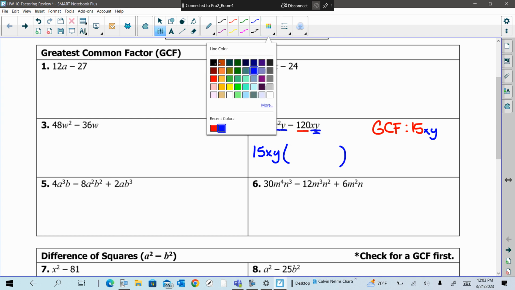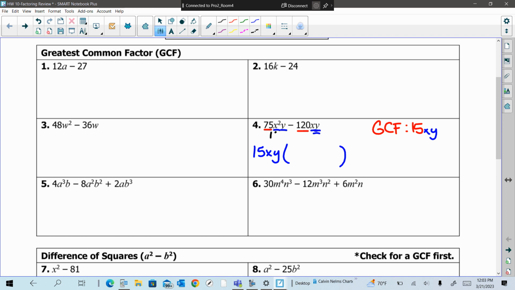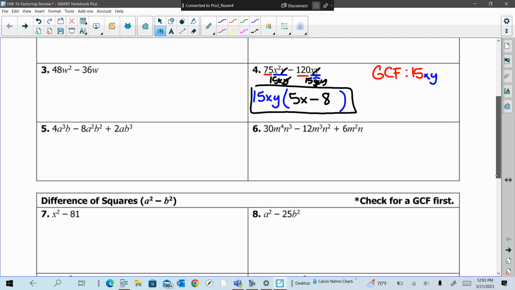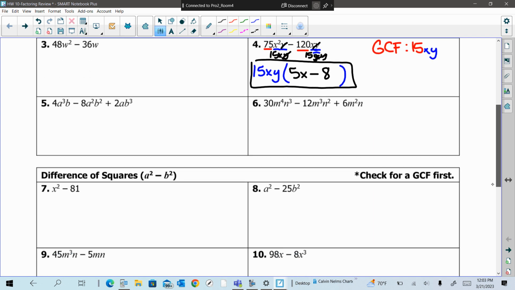What remains is the division. So you're dividing each term by 15xy. 75 divided by 15 is 5. X squared divided by x is just x, and the y's cancel. So we just have 5x minus, the xy's cancel here, and 120 divided by 15 is 8. So this is our final answer here. So you're doing GCF, just find the greatest common factor between the 3 terms and the variables. The smallest one comes out when dealing with letters.